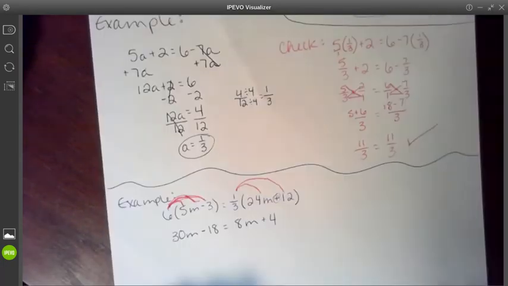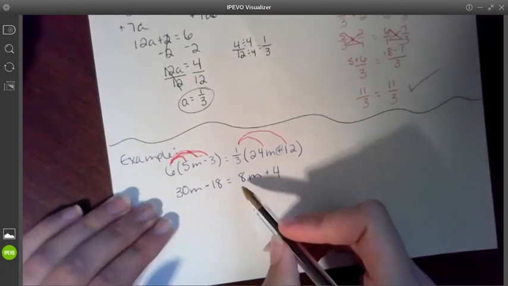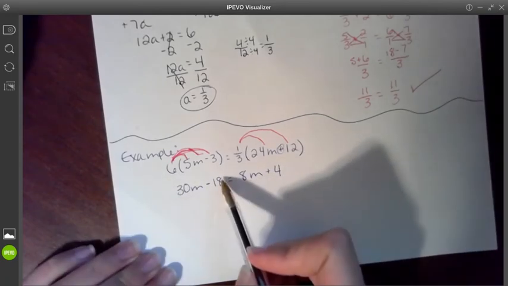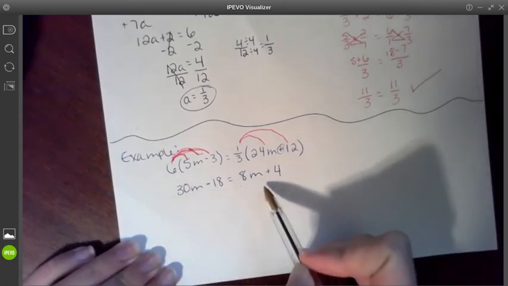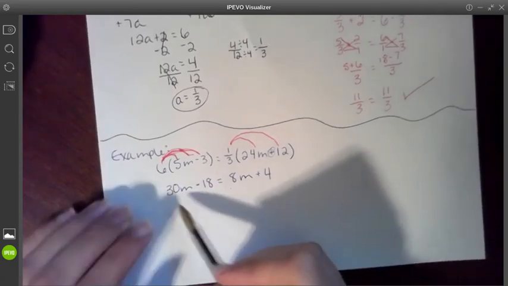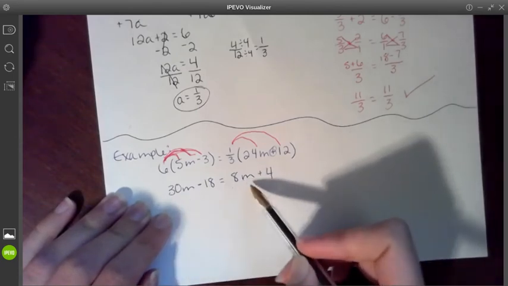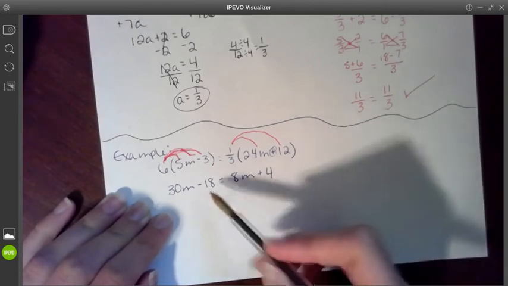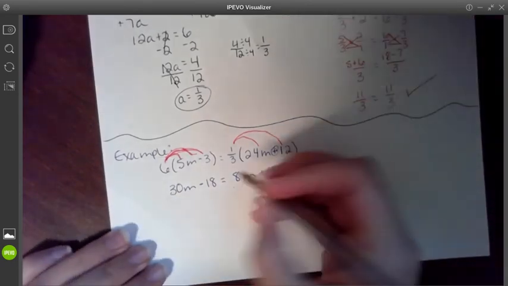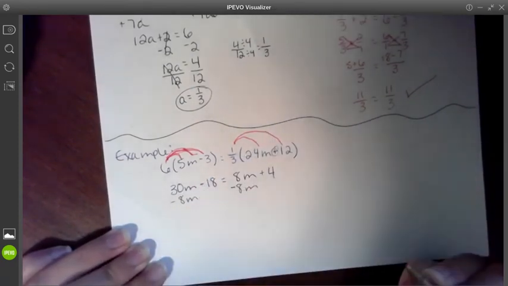So plus 4. Okay, let's get our m's on the same side. If I get my m's on this side, I would subtract 8m and subtract 8m. If I were to put my m's on this side, I would subtract 30m, but I'm going to get a negative doing that. 8m minus 30m will give me a negative. So I'm going to keep things positive. So I'll subtract 8m from both sides.